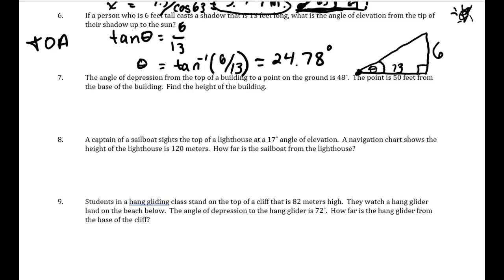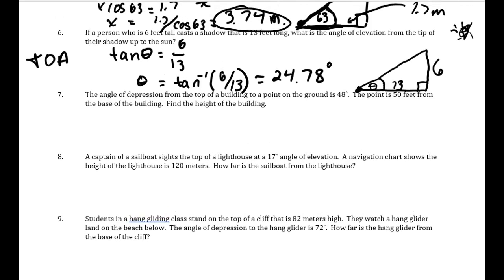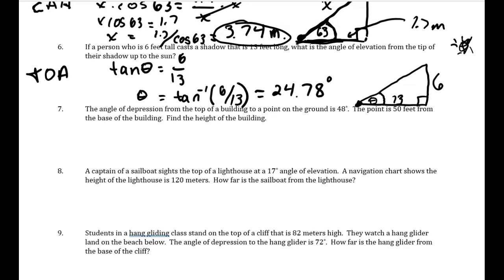All right, let's do one more. We'll find an angle of depression. Number 7. An angle of depression from the top of a building to a point on the ground is 48 degrees. So I'll draw this building here. We're talking about the top of the building. Let's make this our point on the ground. The angle of depression means we're looking straight out horizontally, and then we look down to this point on the ground.